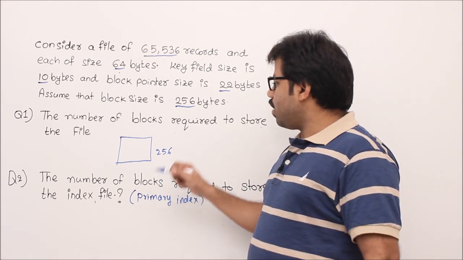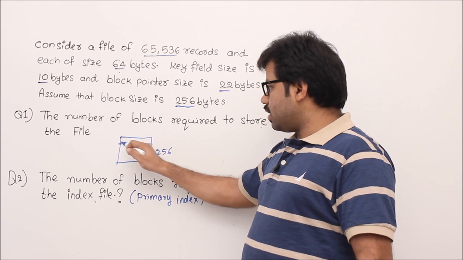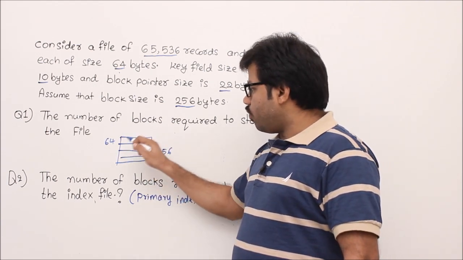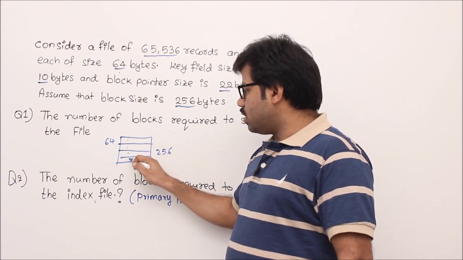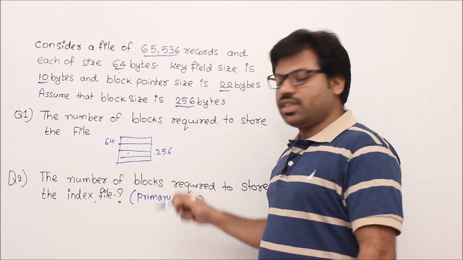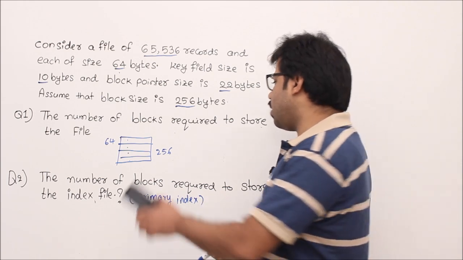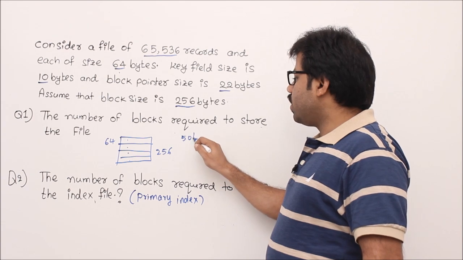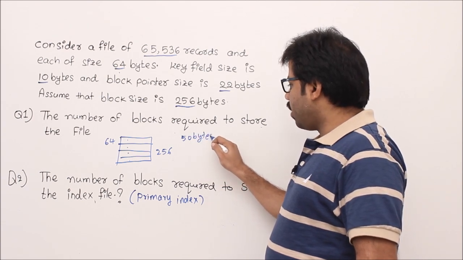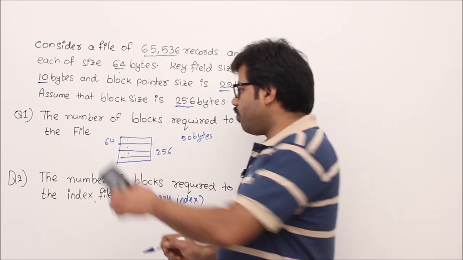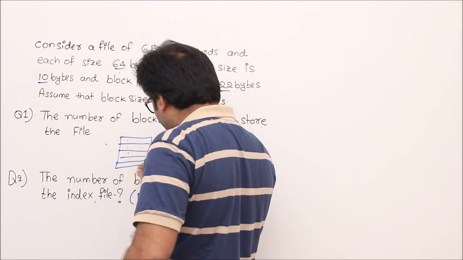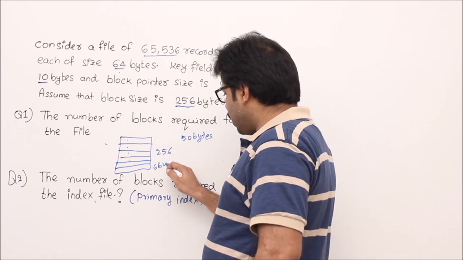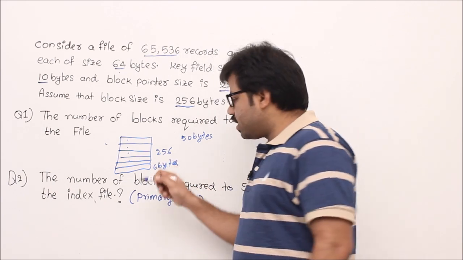I will tell you. Example, in this problem the record size is 64 bytes, correct? Since record size is 64 bytes, then 4 records are going to sit in this block, and there is no empty space. Sometimes what happens, example, let's say your record size is just 50 bytes. Then after keeping 5 records, 5 times 50 is 250, you get some empty space, right?